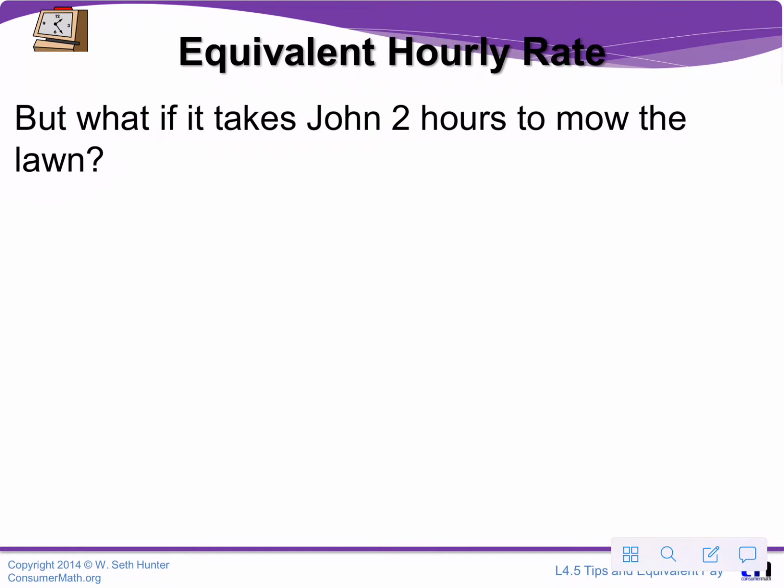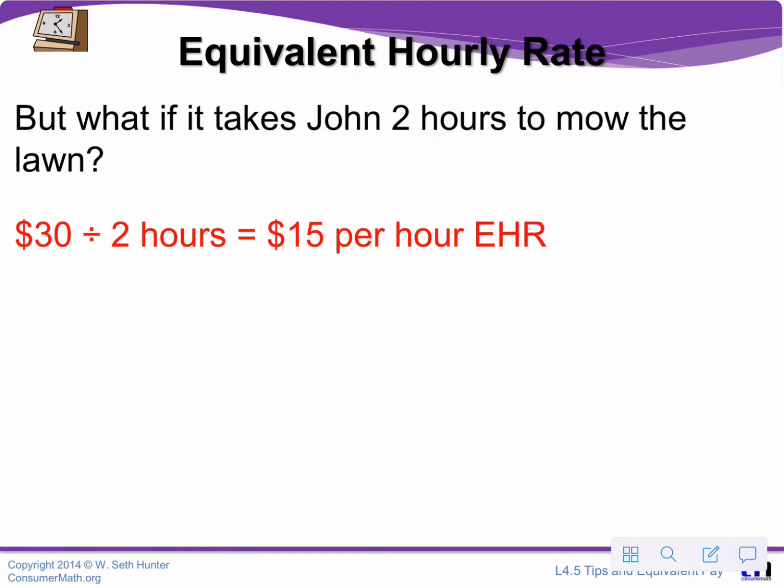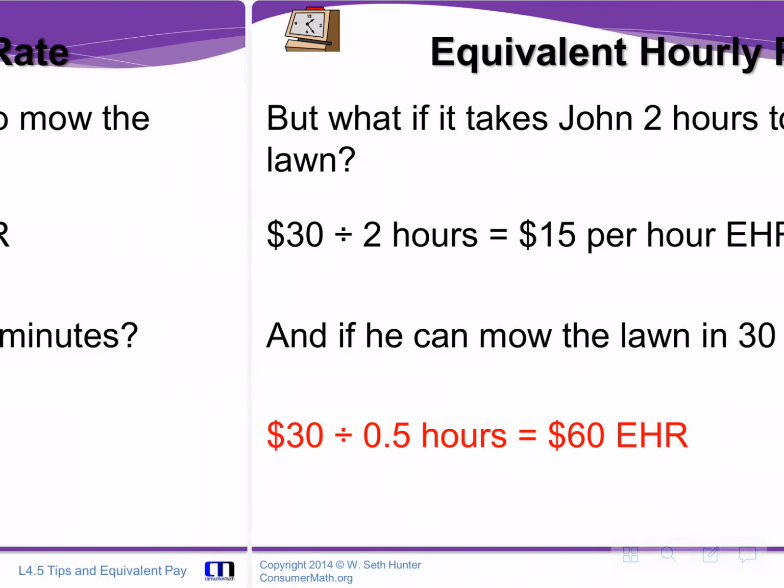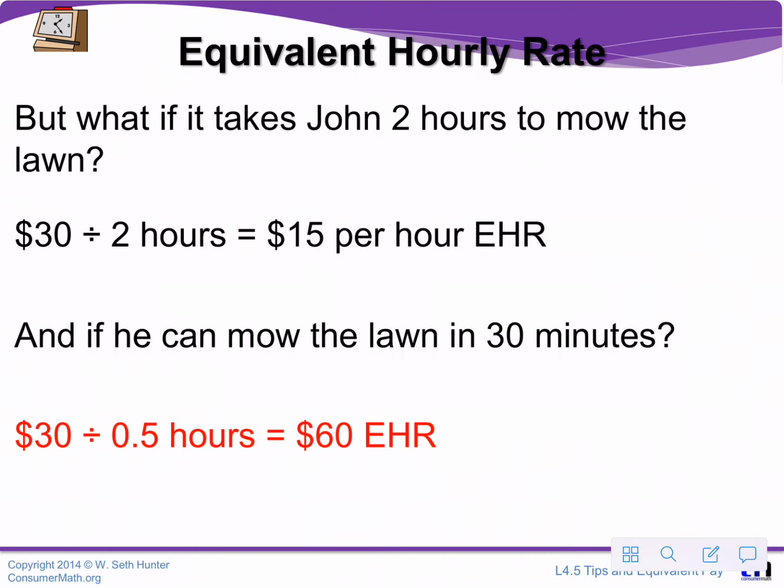But what if it takes John 2 hours to mow the yard? Then we would take 30 divided by 2 hours to get $15 per hour for his EHR. And if he can mow the lawn in 30 minutes, it would be 30 divided by 0.5 to get $60 EHR.